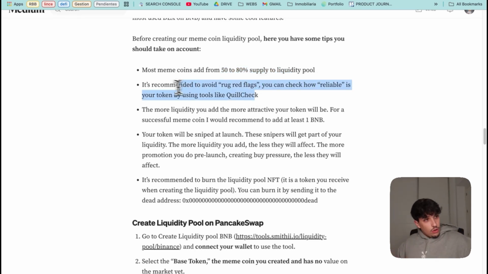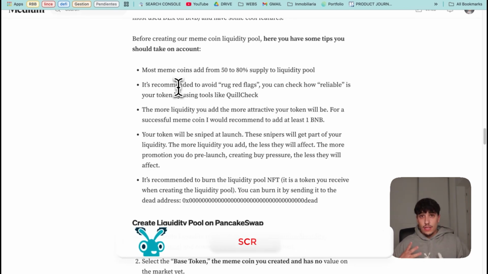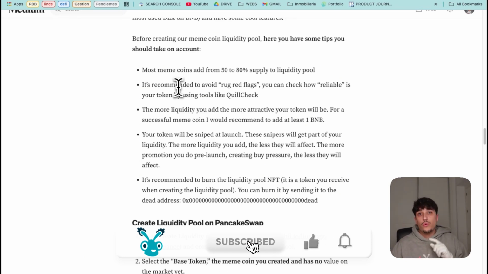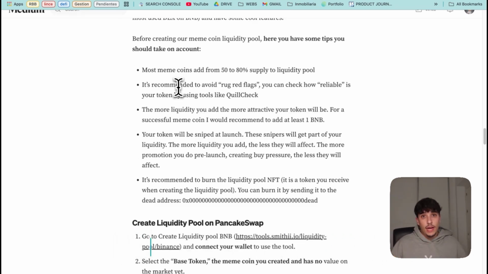It's also important to try avoiding red flags. This means make your token reliable. You can do that by not having features that will look like a honeypot, by not having the anti-bot and the anti-whale features I showed before when you were creating a token, and by burning the LP token. I will explain that later after creating the liquidity pool, and some other things.